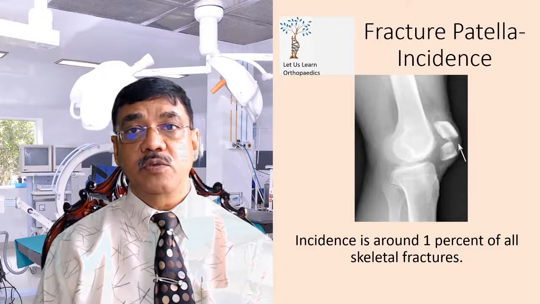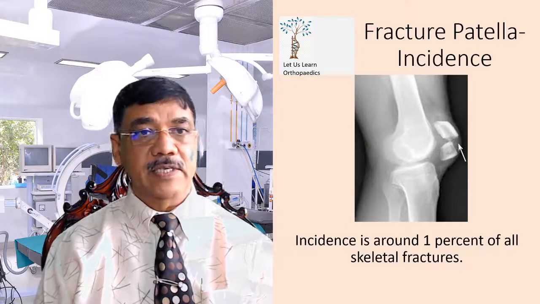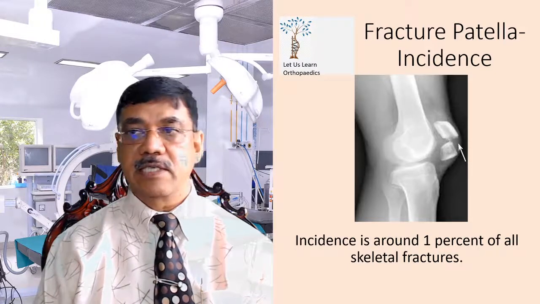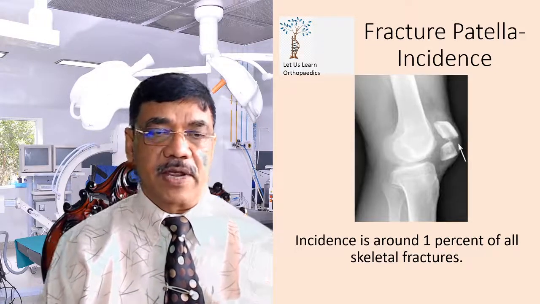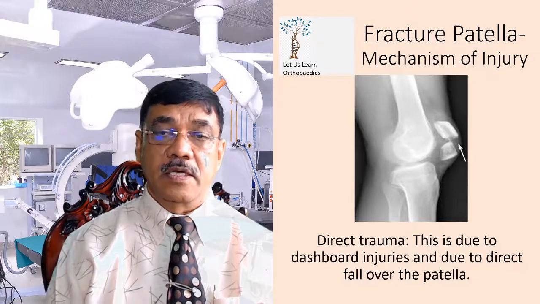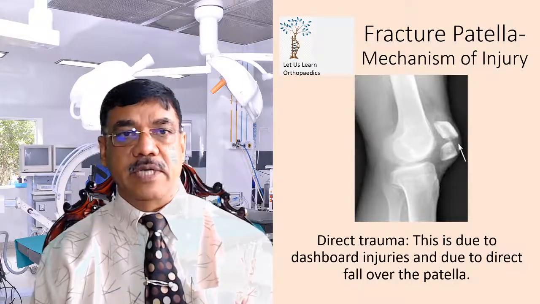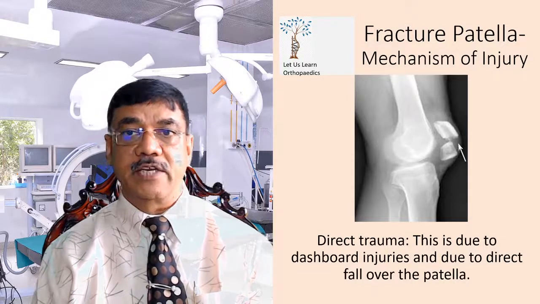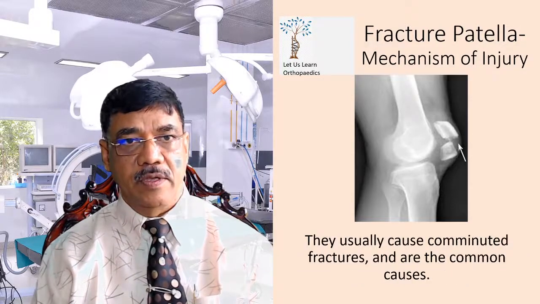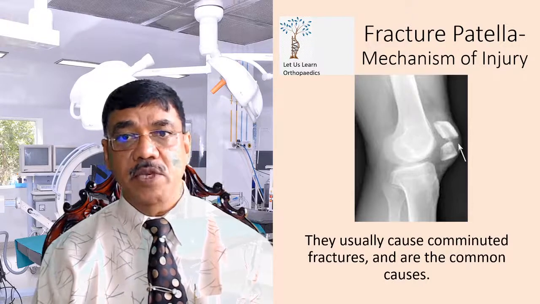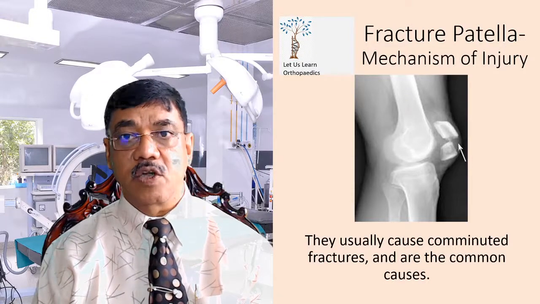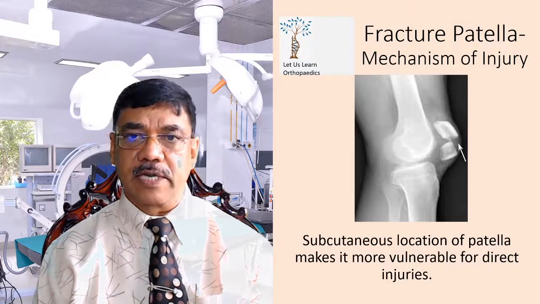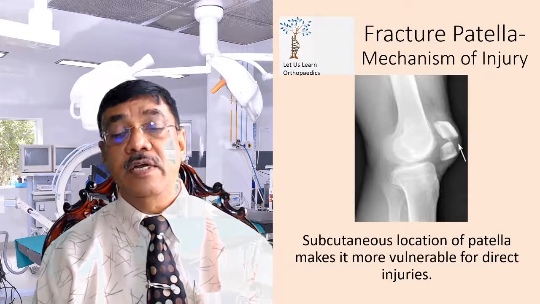So, coming to the fracture patella incidence. Incidence is around 1% of all skeletal fractures. Now you can see in this particular X-ray how the patella is fractured. Coming to the mechanism of injury, direct trauma. This is due to the dashboard injuries and due to the direct fall over the patella. Now they usually cause comminuted fractures and are the common causes. The subcutaneous location of the patella makes it more vulnerable for direct injuries.